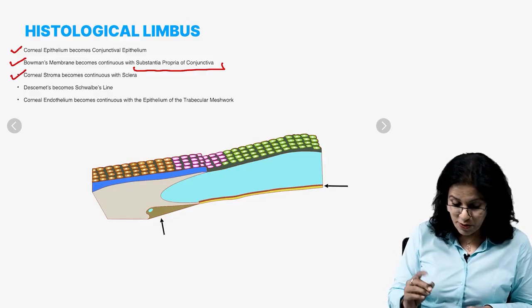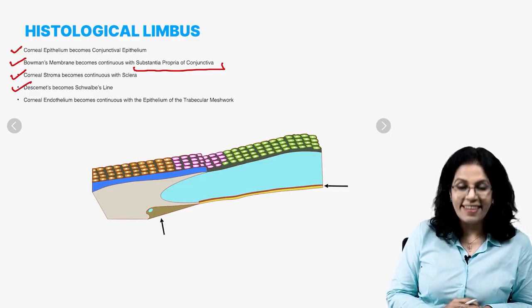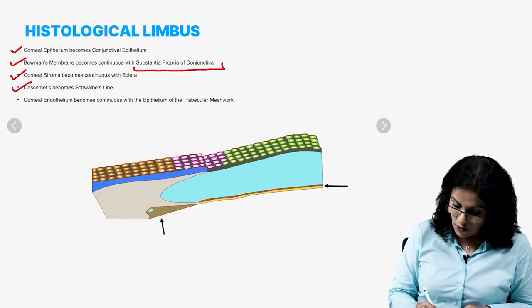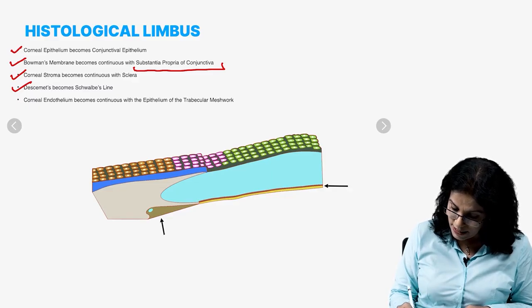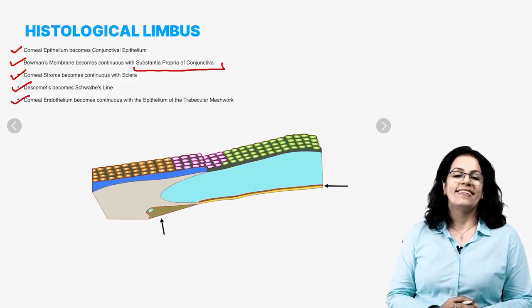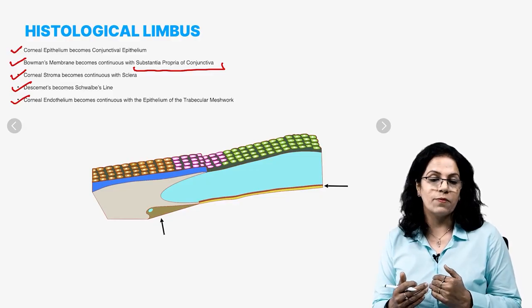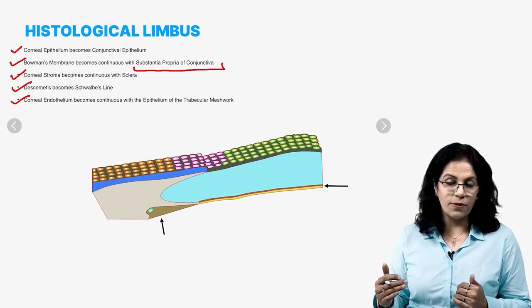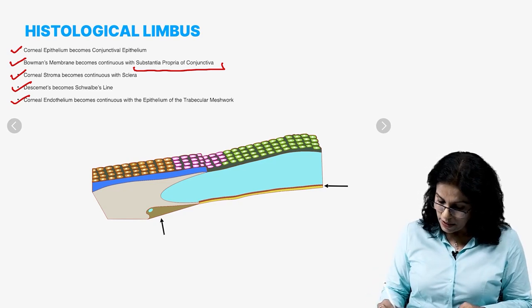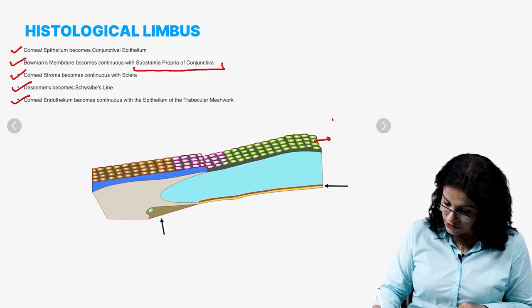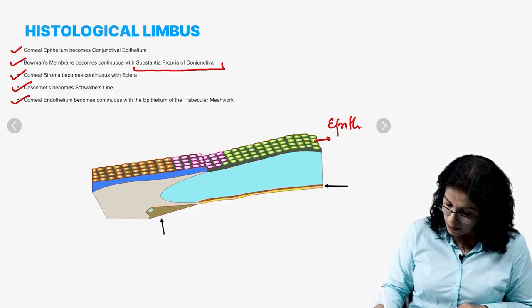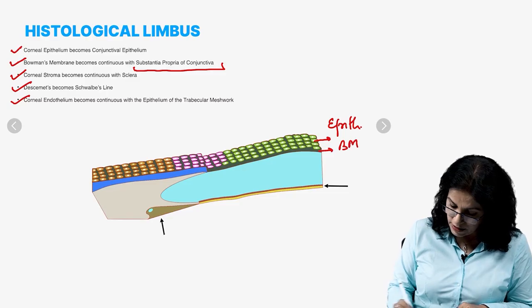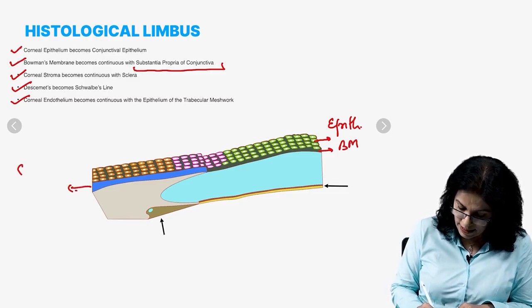And Descemet's membrane, do you remember we just learned Schwalbe's line, which is seen on gonioscopy. The corneal endothelium continues with the epithelium of the trabecular meshwork. If you read it twice, you will understand it is very simple. If you don't want to learn this, it's okay, but for your understanding I had to cover all this. This was the epithelium transition. This becomes your Bowman's membrane.